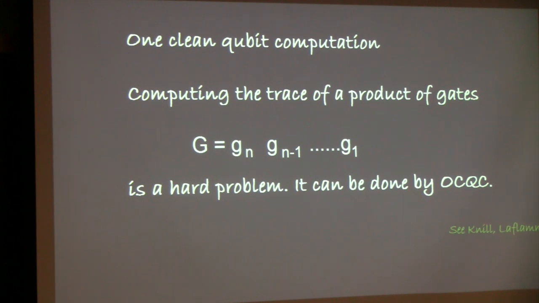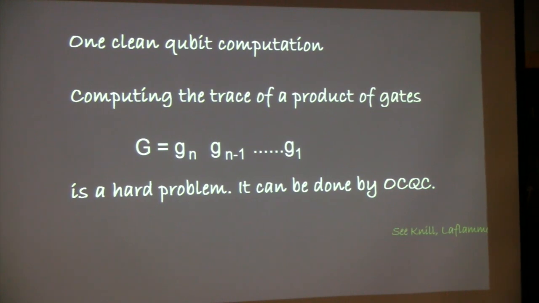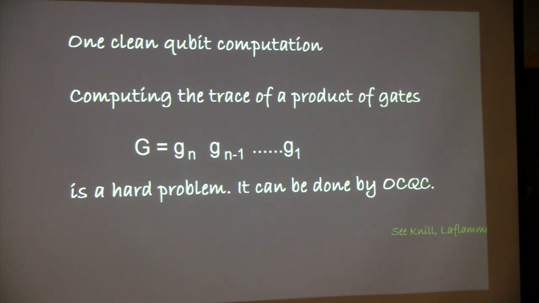This is the example of students Knill and Laflamme. It solves a very hard problem with one clean qubit. It's the problem of calculating the trace of a sort of random, highly complex product of gates. In fact, just take any unitary operator, but I'm interested in the product of gates. Call it G, it's unitary, and let's say that it's pretty darn complex, and we would like to calculate the trace of it. There are a number of interesting problems which correspond to calculating the trace of unitary matrices.